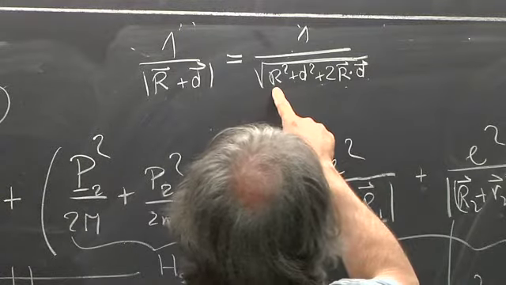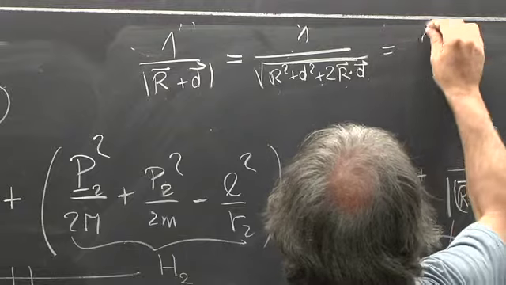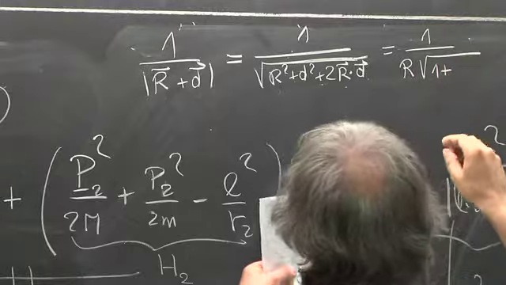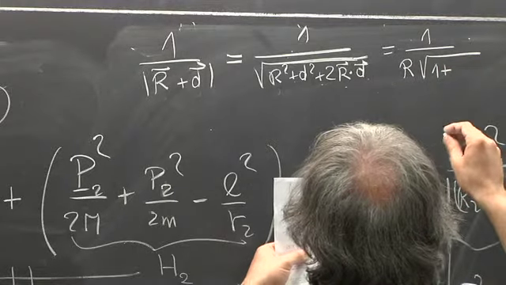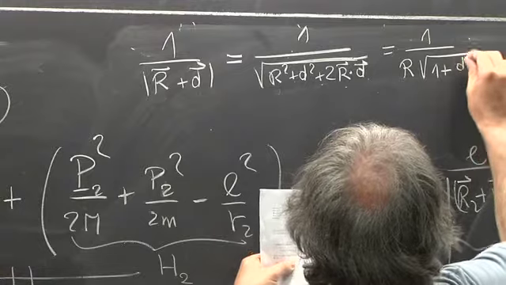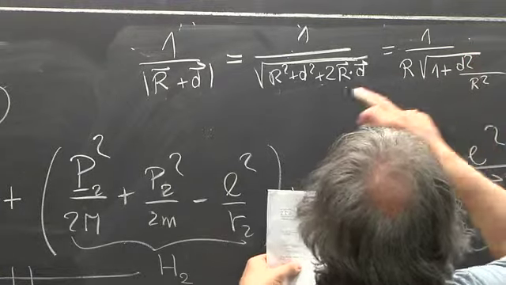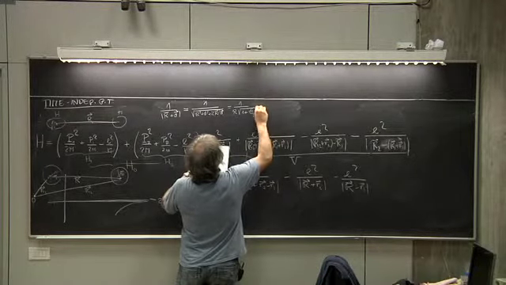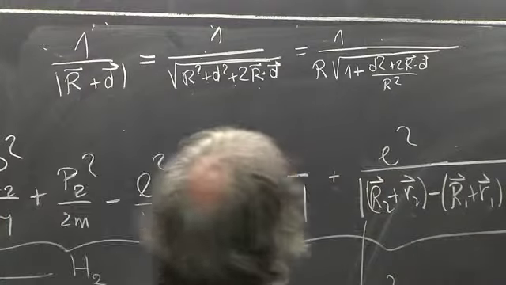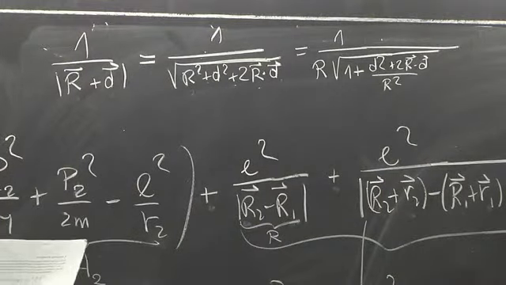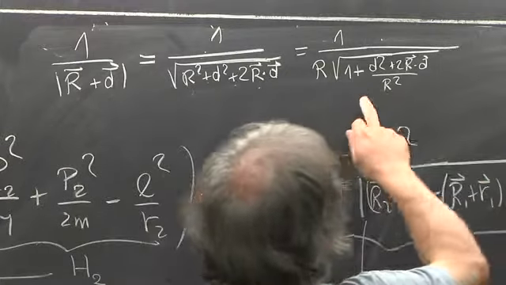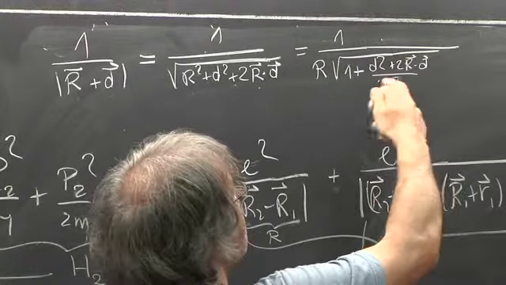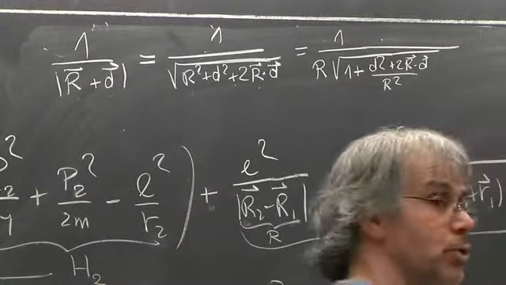Now, R is large, okay? So let me bring it out. 1 over R. And then I have the square root of 1 plus, let me write it as D squared over R squared. And the other term is 2R dot D over R squared. All right? Now, if I have a term like this, I can expand now, because these are, after all, small things, 1 plus small things. So I can expand the square root, but it's a square root in the denominator.